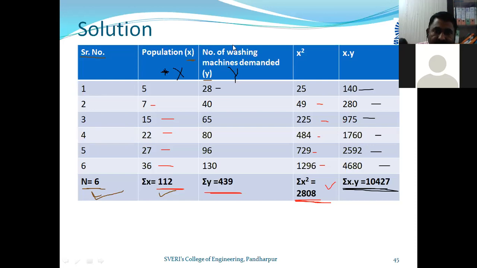Once again, before proceeding further, I will highlight. In the numerical, the population of that particular city is given. So 5 million population, the number of washing machines 28,000. So here three zeros are there in the numerical. For 7 million, 40,000. For 15 million population, 65,000. 22 million, 80,000. 27 million, 96,000. And 36 million, 130,000. We are taking only one numerical for this, as it is not a difficult part.